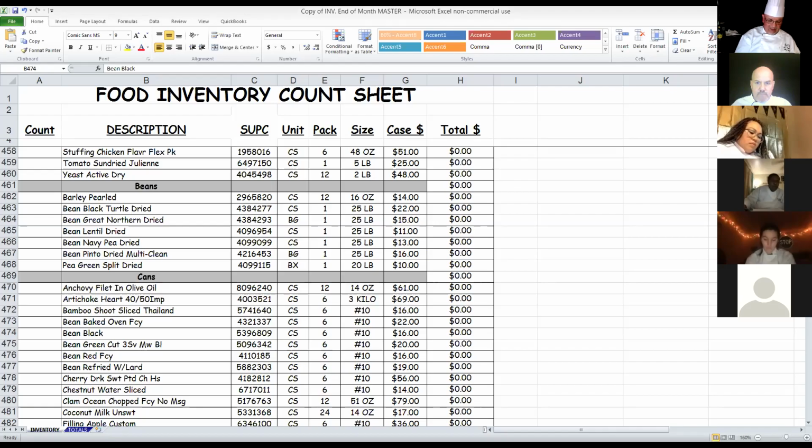So $1.22 divided by $1.28 times 8. So one cup of vegetable stock is about 8 cents. All right. There you go. That's it.